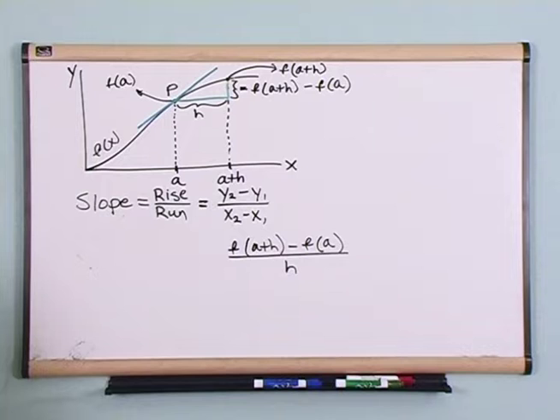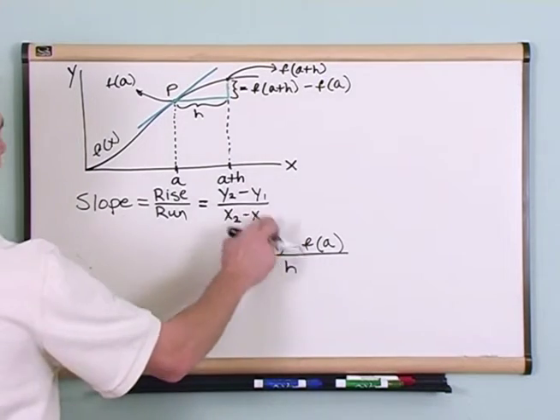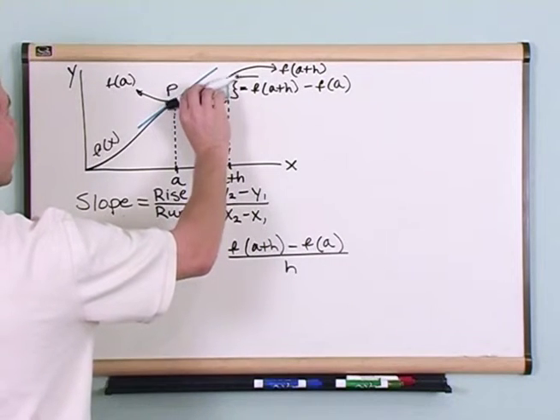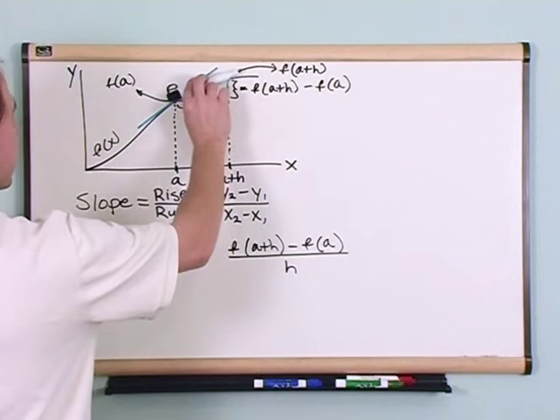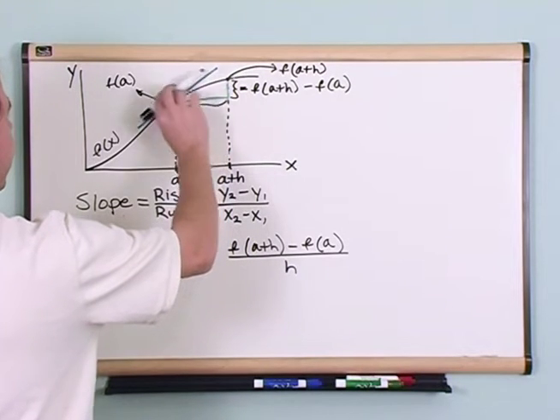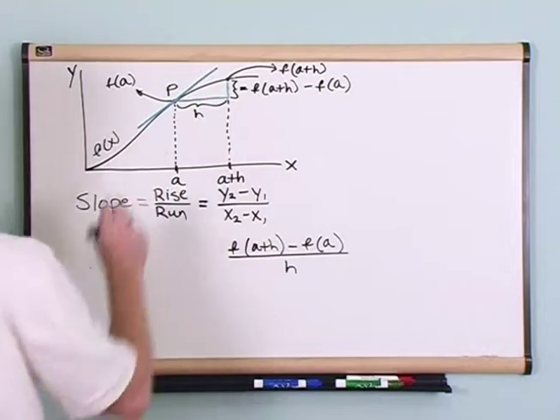Okay? But we're not done, because what we've calculated here is the slope of a line going through these 2 points, right? The slope of the line going through these 2 points. But that's not what we want. We want the slope tangent here.